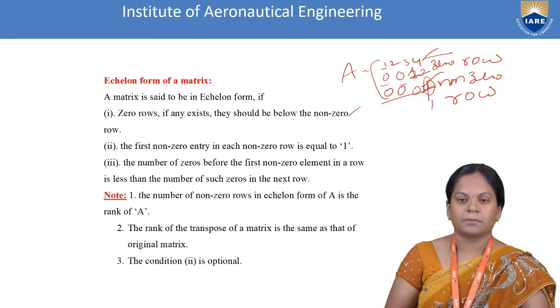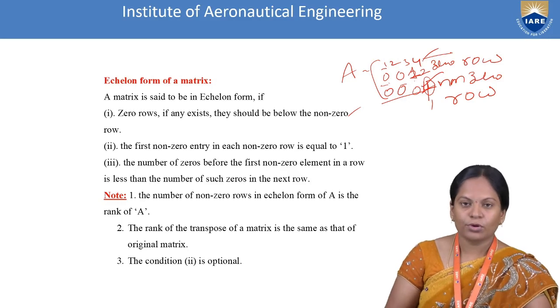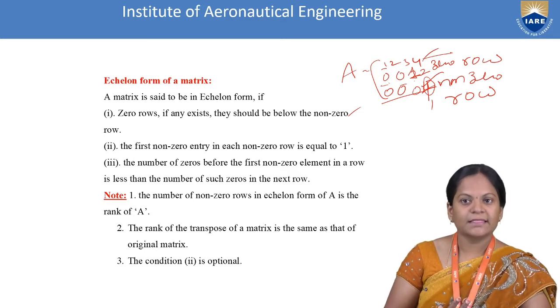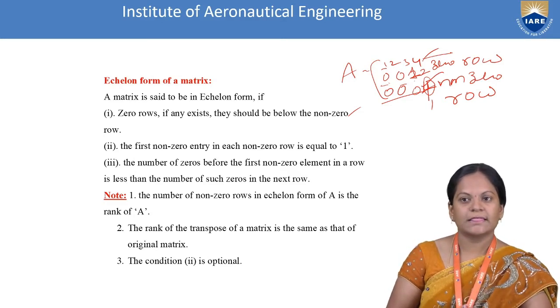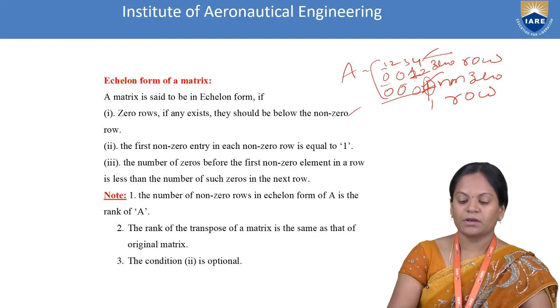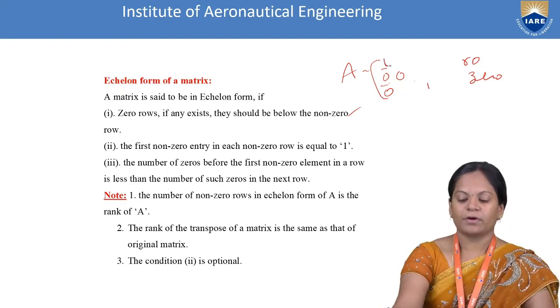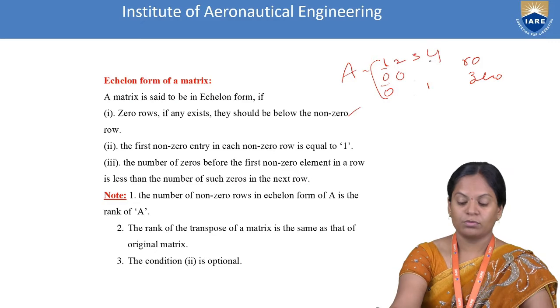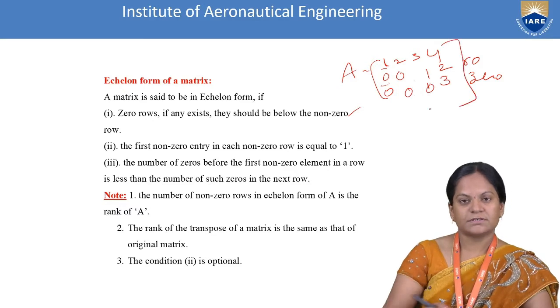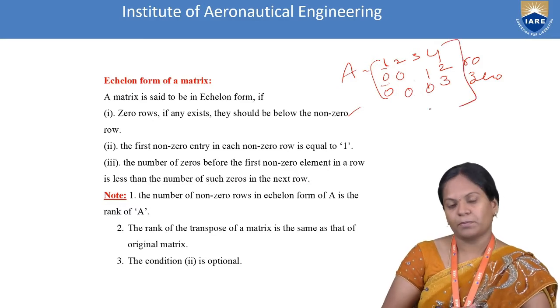Go for the third step. What is the third step? The number of zeros before the first non-zero element in a row is less than the number of such zeros in the next row. What is the meaning of this? I am taking a matrix like this: 1, 2, 3, 4; then 0, 0, 1, 2; and next 0, 0, 3, which is a matrix in Echelon form, I am saying.